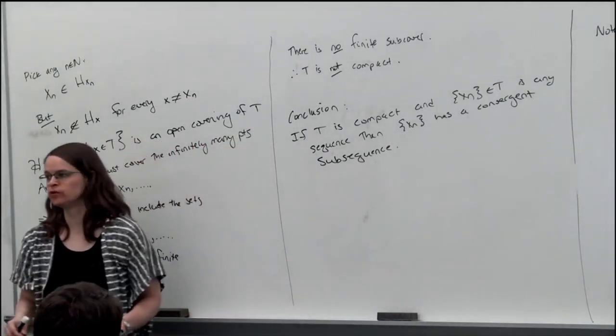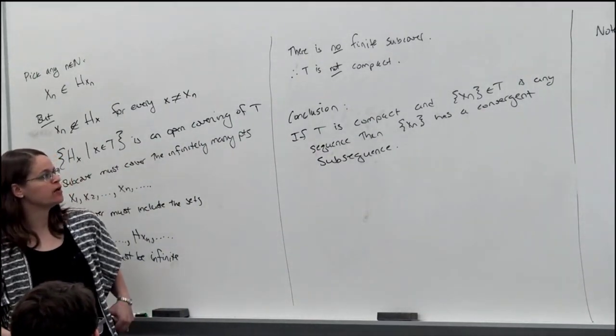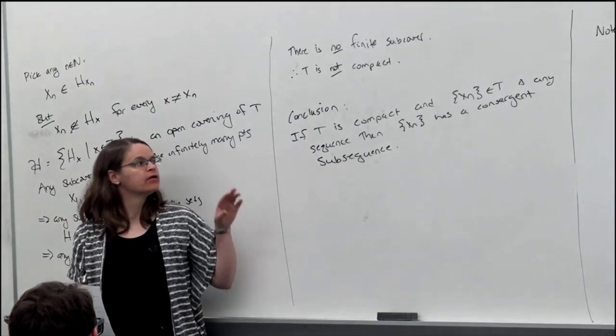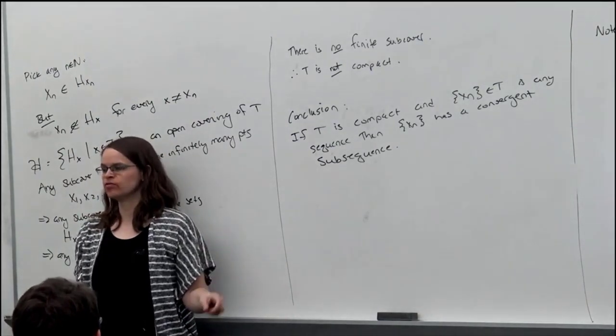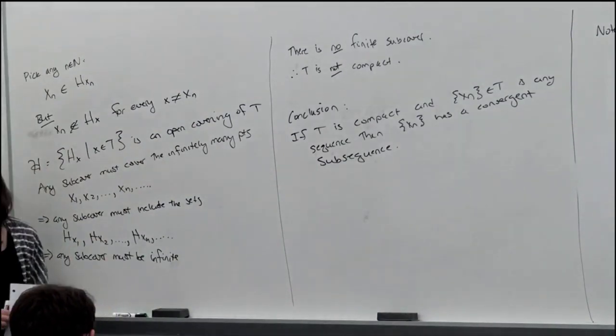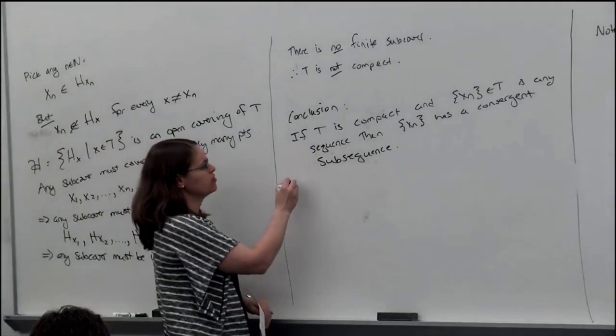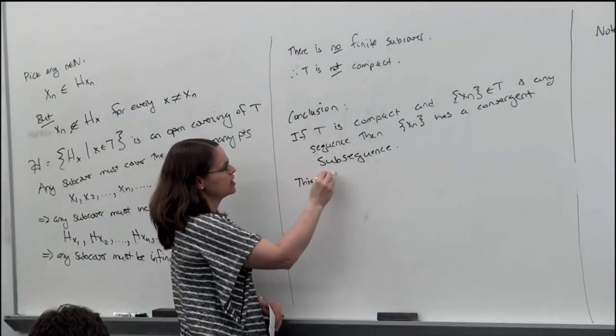This is actually an if and only if statement. So I've proved one direction here, but you can prove the other direction. If every sequence admits a convergent subsequence, then you're actually in a compact set. You can look at your textbook for that, but that is another way of characterizing compactness. So this is actually an if and only if.